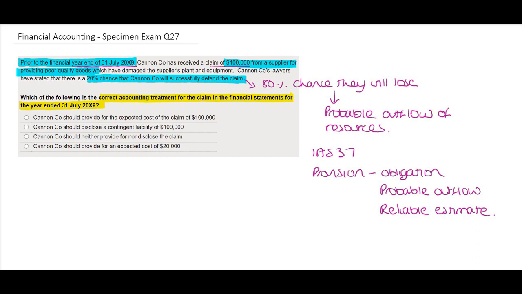With this in mind, it looks likely that the amounts will have to be paid by the company, and so Canon should make a provision in their financial statements. And therefore, answering this question, we should select the first option. Canon Co. should provide for the expected cost of the claim of $100,000.